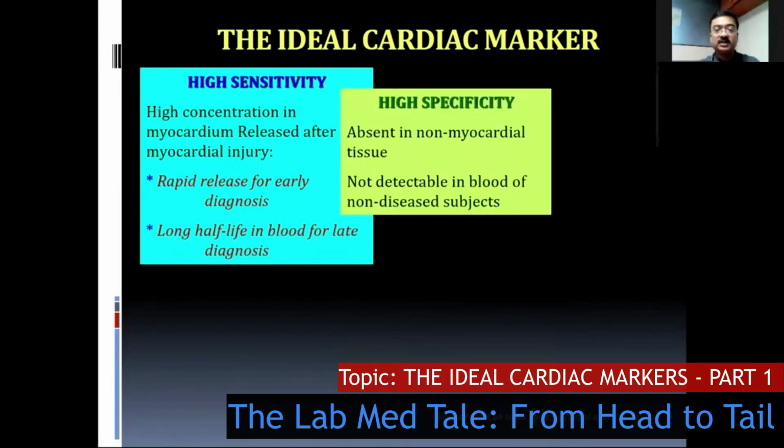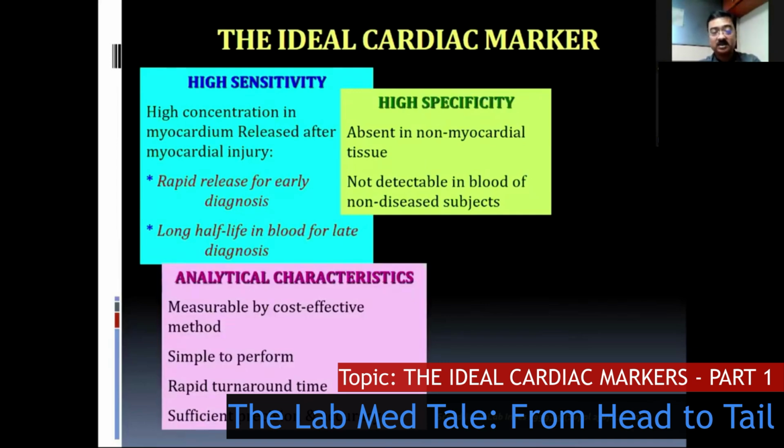The second is high specificity, which is very important, because in previous days the majority of cardiac markers had many origins, such as skeletal muscle, brain and other areas. So you could not say that a raised parameter meant only cardiac injury. Nowadays high specificity makes a marker more valuable, because it should be present only in myocardium, absent in all non-myocardial tissue, and non-detectable in the blood of non-disease subjects. That gives a marker high specificity.